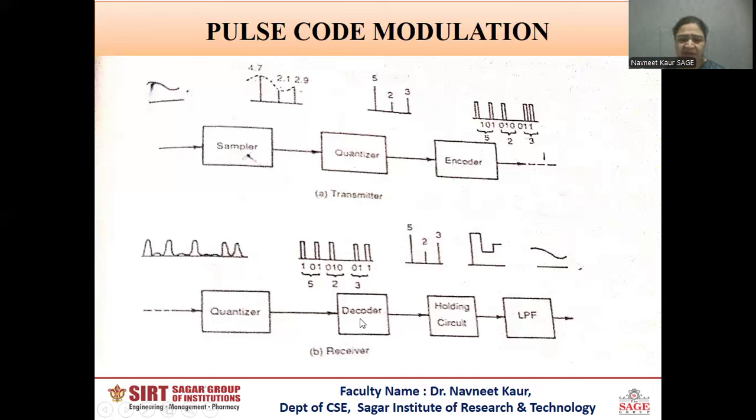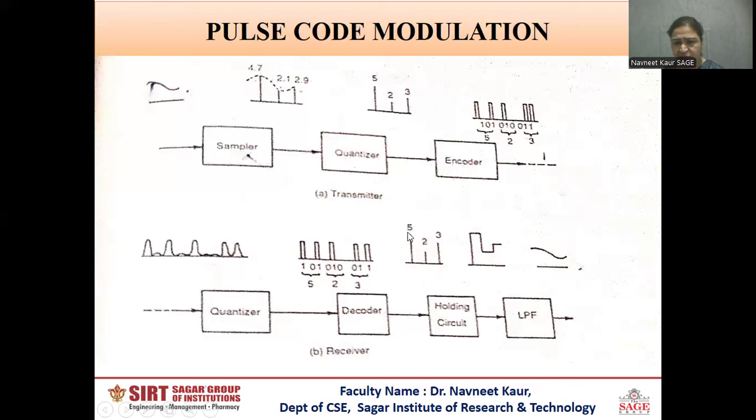Now, here we have the next block as the decoder. The decoder is the opposite of the encoder. The encoder had converted the quantized value to a binary value. The decoder will convert the binary value to a quantized value. So 101 will be represented as the value 5, 010 as a sample of 2, and 011 as a sample of height 3. Now this will be given to the holding circuit. The holding circuit actually consists of a resistor and a capacitor. And after passing through the resistor and capacitor, the signal will form a continuous signal.